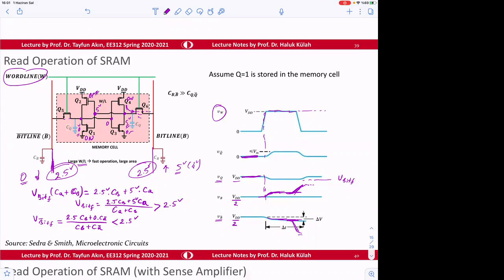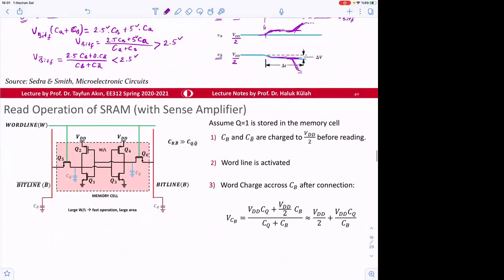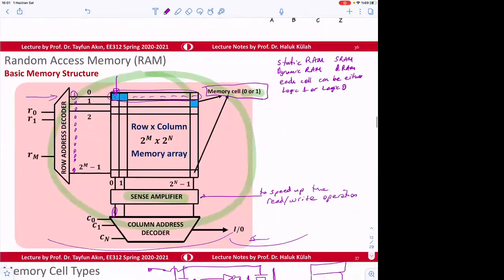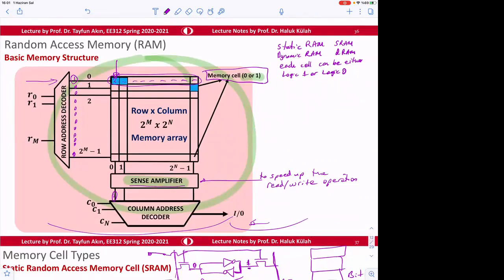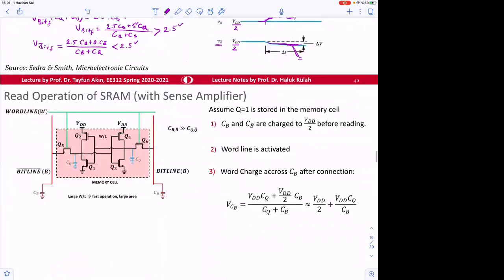Therefore, we have some support electronics to make that faster. And that support electronics is shown here, the sense amplifier. The function of the sense amplifier is to understand which one is going up and which one is going down, and help us to charge up the node that is going up, and help the other one to discharge fast. We'll see the circuitry which makes that circuit, but that's the basic concept.